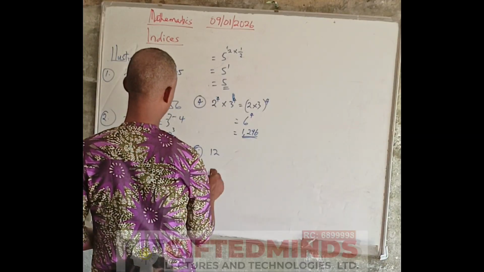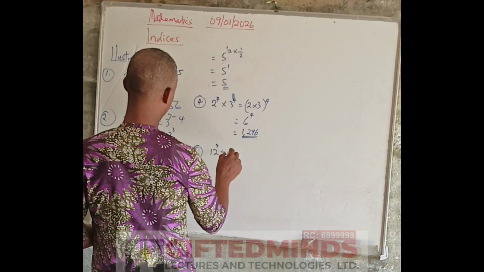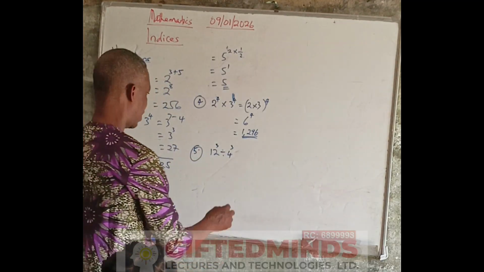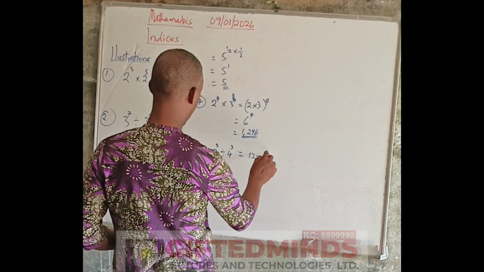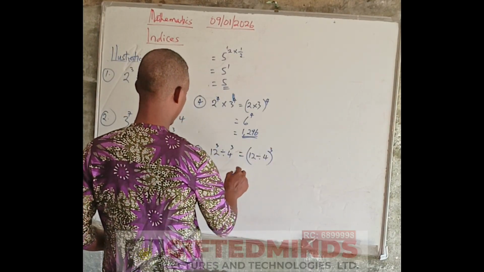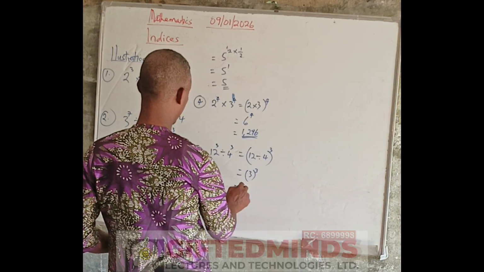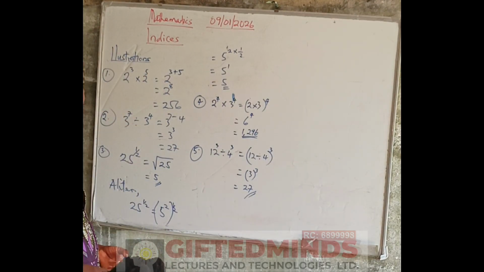If you have 12 raised to the power 3 divided by 4 raised to the power 3, that will give us 12 divided by 4, all of them raised to the power 3. 12 divided by 4 is 3, so that will give us 3 cubed. What is 3 cubed? 27, which is 3 times 3 times 3. Is that not so? That is why we should be able to sit down and digest the laws.